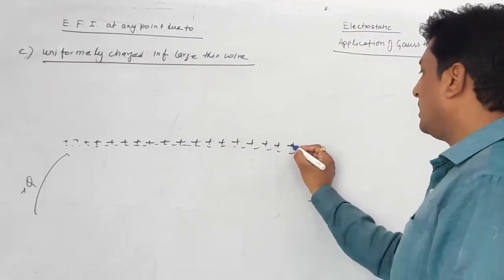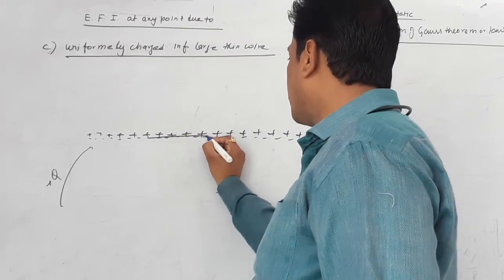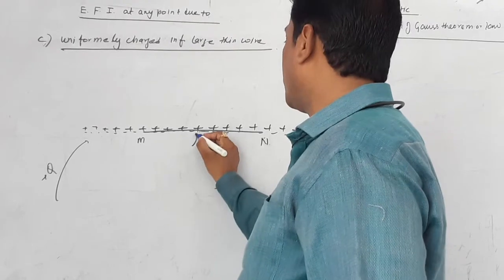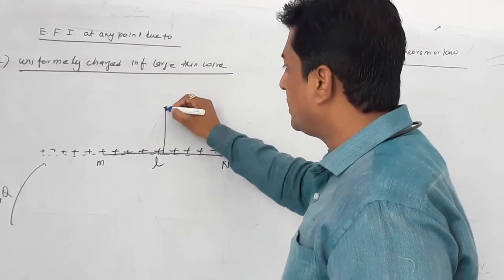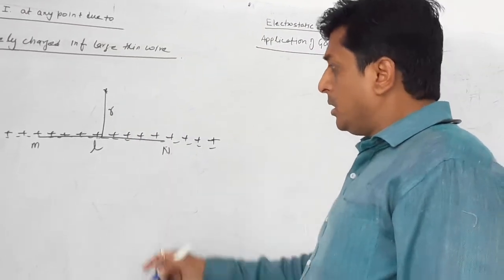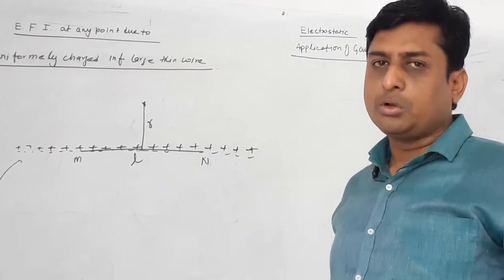In this infinitely large wire, I have taken this much section of the wire. Let the length of the wire be L, and we want to measure intensity somewhere at this point, which is at distance R. If we want to measure intensity at any point, we should draw a Gaussian surface.